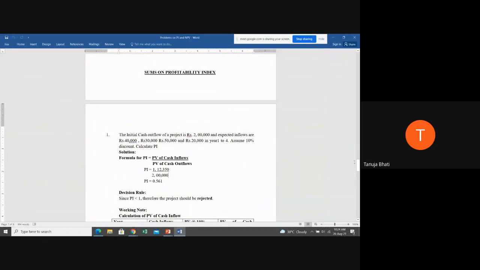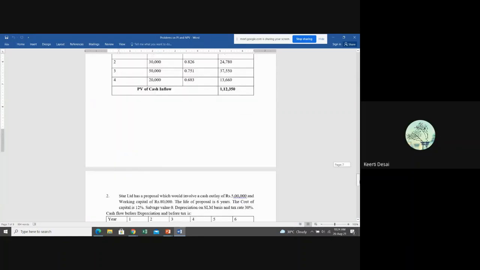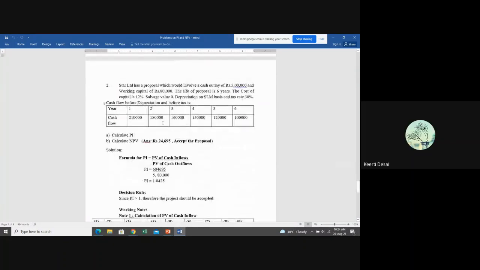Okay, is this problem clear to everyone? Yes, ma'am. Okay students, let us move ahead. Star Limited has a proposal involving a cash outflow of 5 lakh rupees and working capital of 80,000 rupees.